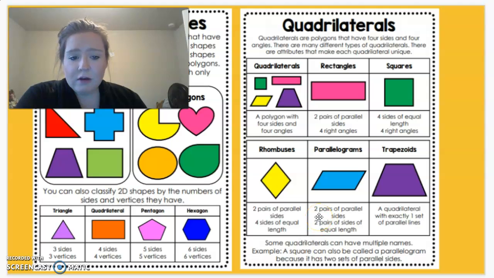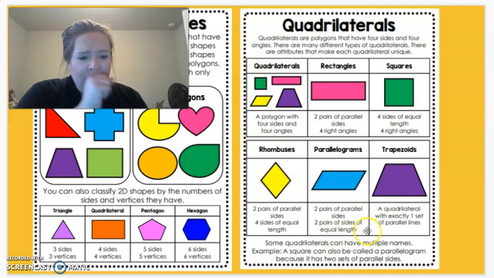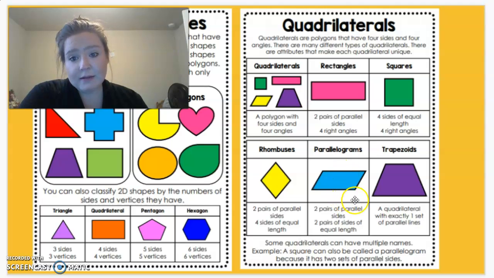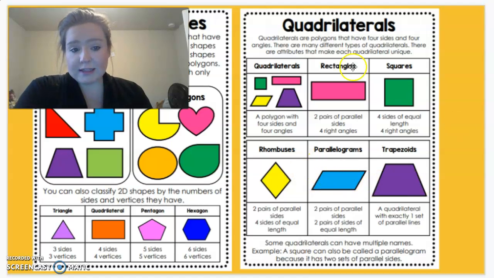Parallelograms. A parallelogram is two pairs of parallel sides. Again, the top and the bottom, and the two sides on each side of the shape are parallel, and two pairs of sides of equal length. So in a parallelogram, the top and the bottom are going to be the same length, and the two on the opposite sides are going to be the same length. This is similar to a rectangle. A rectangle, the top and the bottom are the same, and the two sides are the same length, but a rectangle has right angles, and a parallelogram does not.